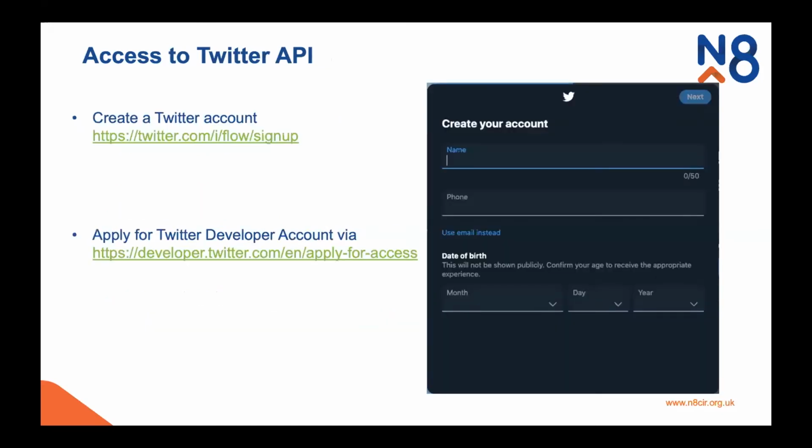Now, in order to access the Twitter API, firstly, you must have a Twitter account. If you don't have one, you would have to sign up. And after that, you would have to apply for a Twitter developer account. So here is the link to apply for the access. When you're applying for access, you would be asked a variety of questions about why you need it and what purpose you will be using it for.